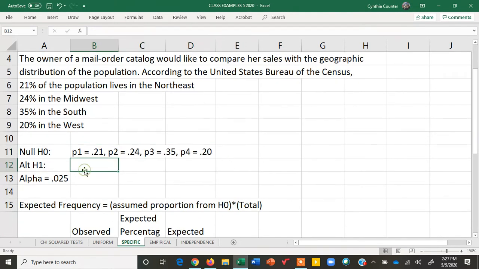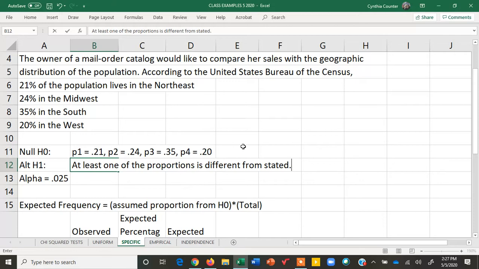For the alternative, all we need is any one of these not to be right. So we can say at least one of the proportions is different from stated. That's just easier to say. At least one of these proportions here is different. Per usual, I am using an alpha of 0.025 to correspond to 1 tail of a 95% confidence interval.